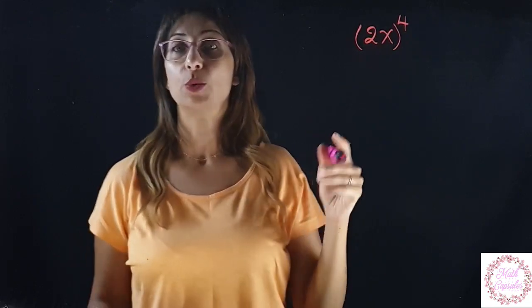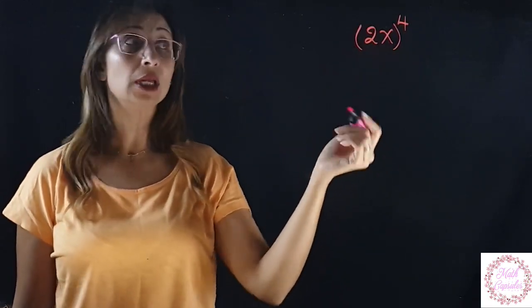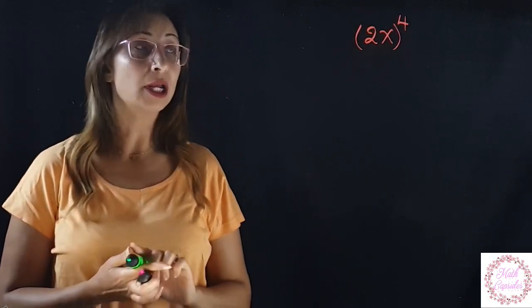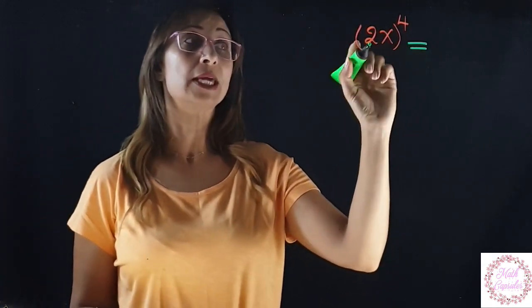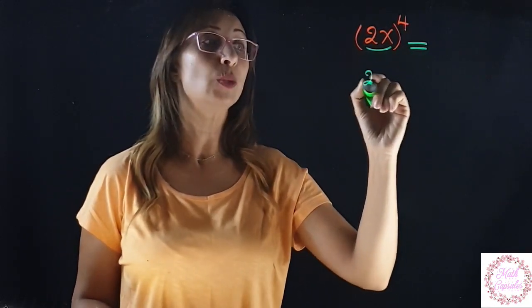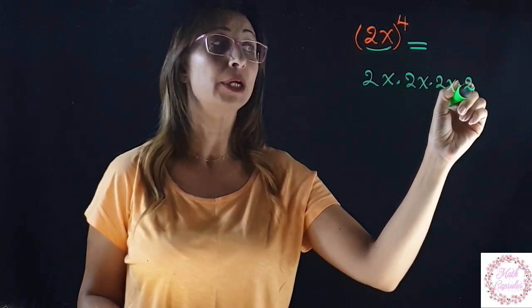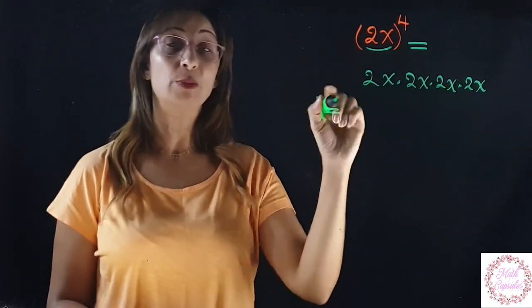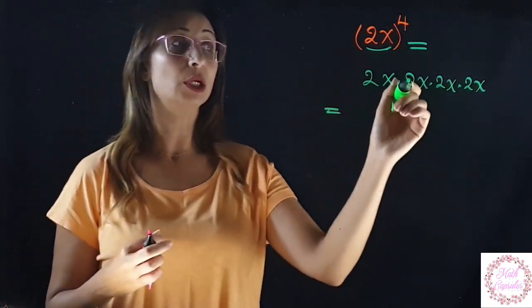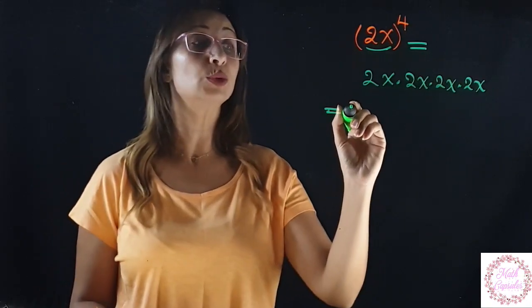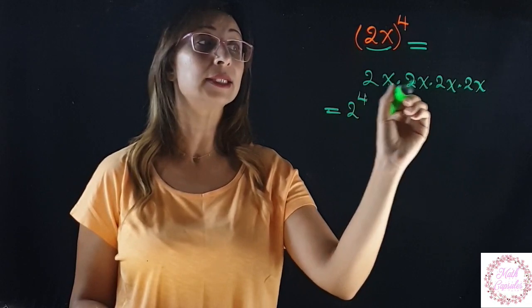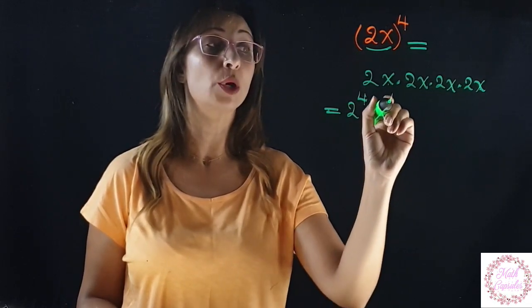Another rule, if we have, for example, 2x raised to the power 4. So we have 2x, and 2x is a monomial raised to the power 4. Let us do it step by step. This means that 2x is multiplied by itself 4 times. So it will be 2x multiplied by 2x multiplied by 2x multiplied by 2x. If we multiply them, we can combine the like terms, like 2 times 2 times 2 times 2, that is 2 to the power 4, and then x times x times x times x, that is x power 4.